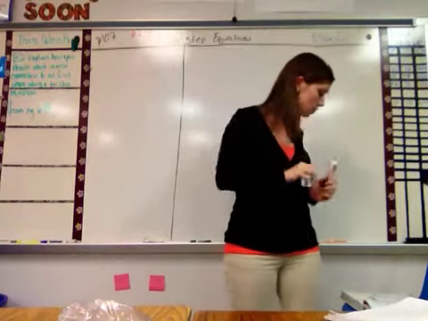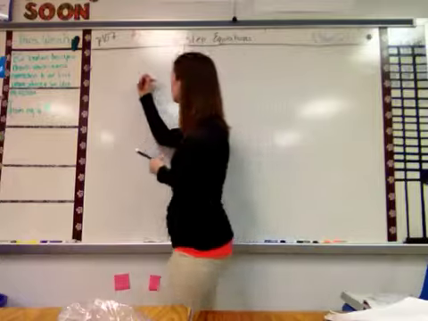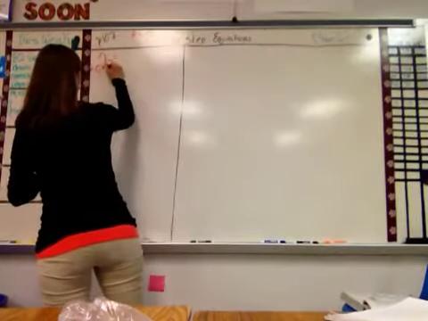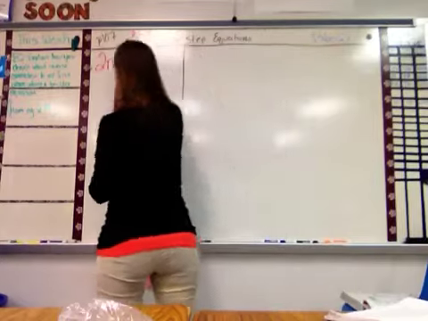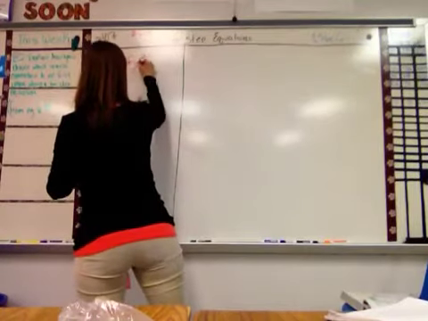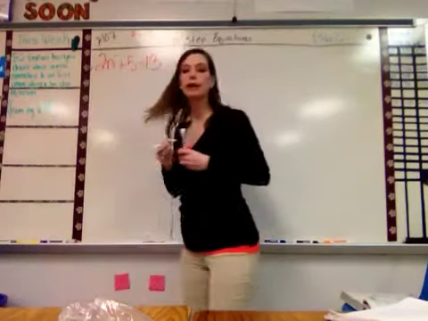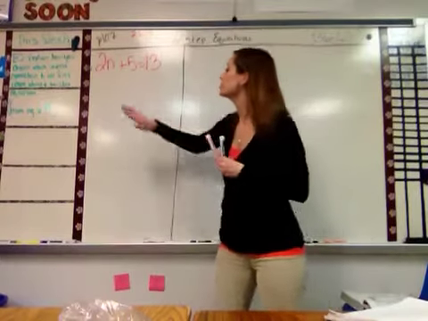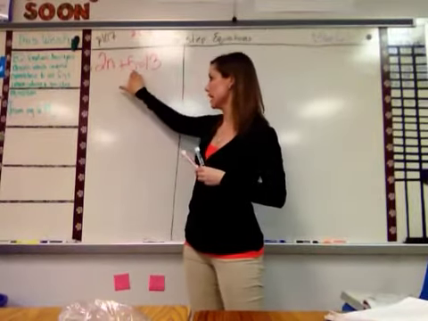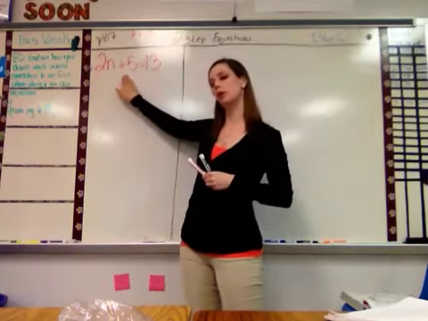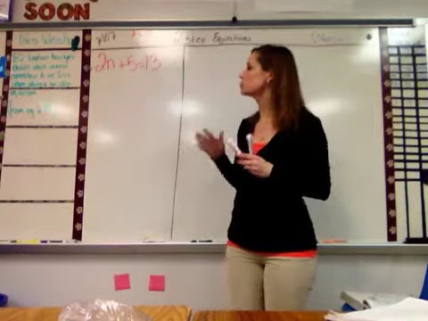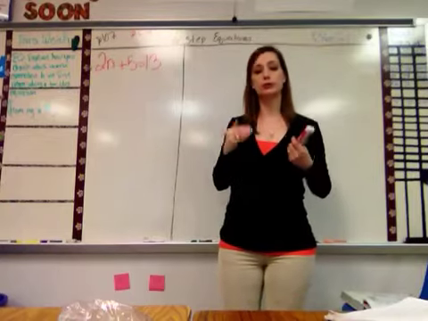Alrighty, let's start with our first example. We have 2n plus 5 equals 13. Now, what you've been doing up to this point is you only had the n plus 5, or you had the 2n equals 13. You didn't have both. So what you have to decide is which operation you are going to undo first.